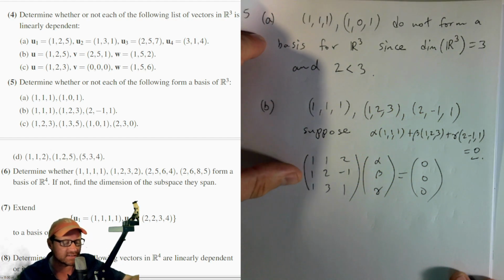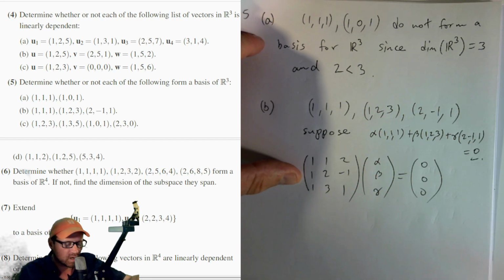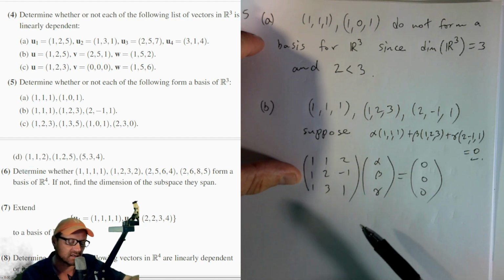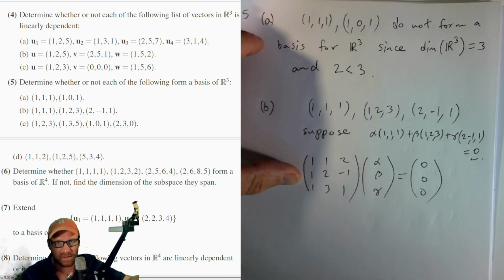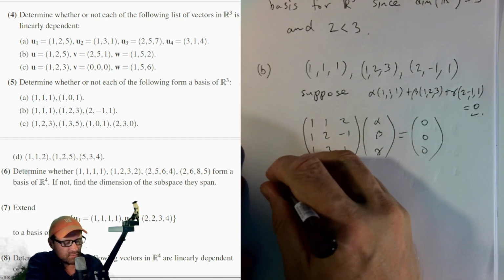If the determinant is non-zero, then we can multiply by the inverse of that matrix, and we would get alpha 0, beta 0, gamma 0. But if the determinant is equal to 0, then we would see that the 3 vectors are linearly dependent, because alpha, beta, and gamma would depend on each other. So in this case, let's form the augmented matrix and row reduce that.